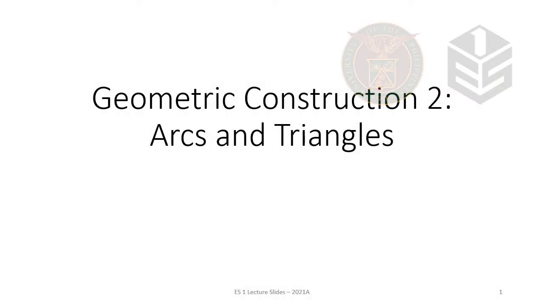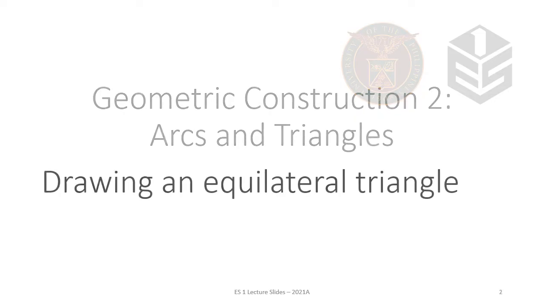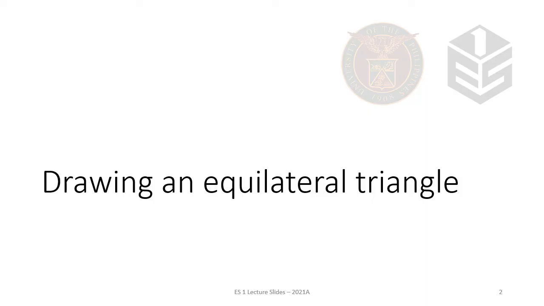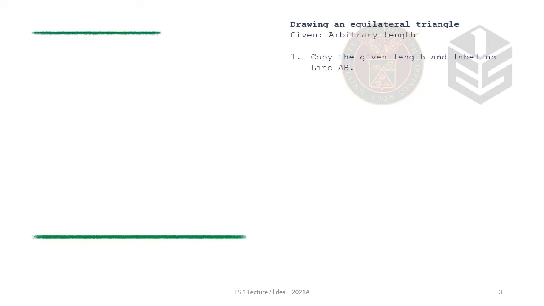We are now continuing our discussion on geometric construction techniques for triangles. The first technique is a fairly easy one, drawing an equilateral triangle. So in this example, we are given a shorter length of a line. So the idea is we are going to draw an equilateral triangle with the length of a side equal to that shorter line. Okay.